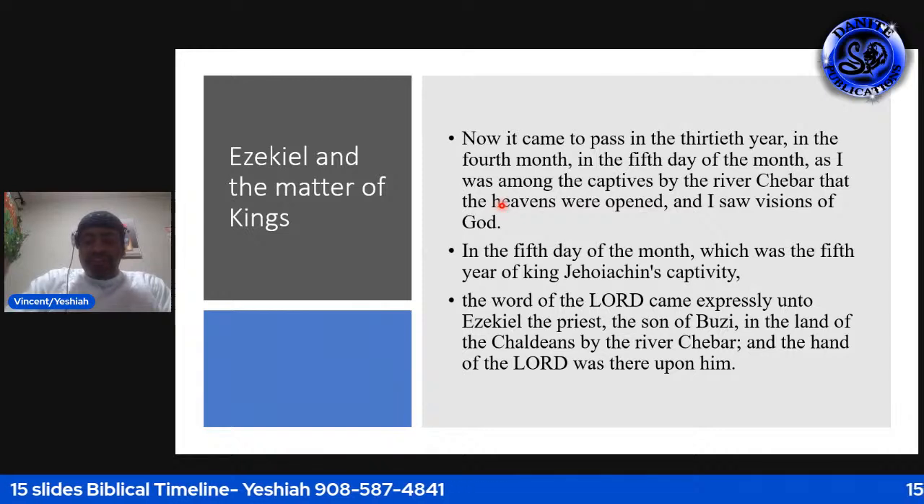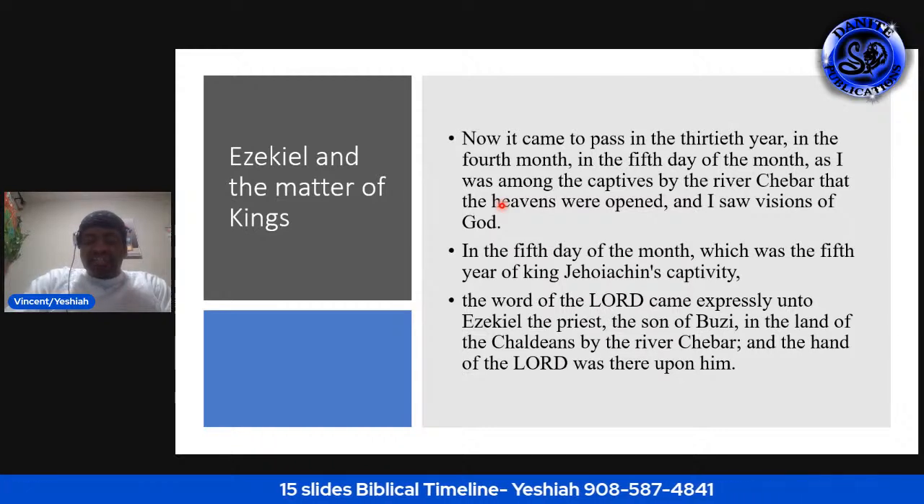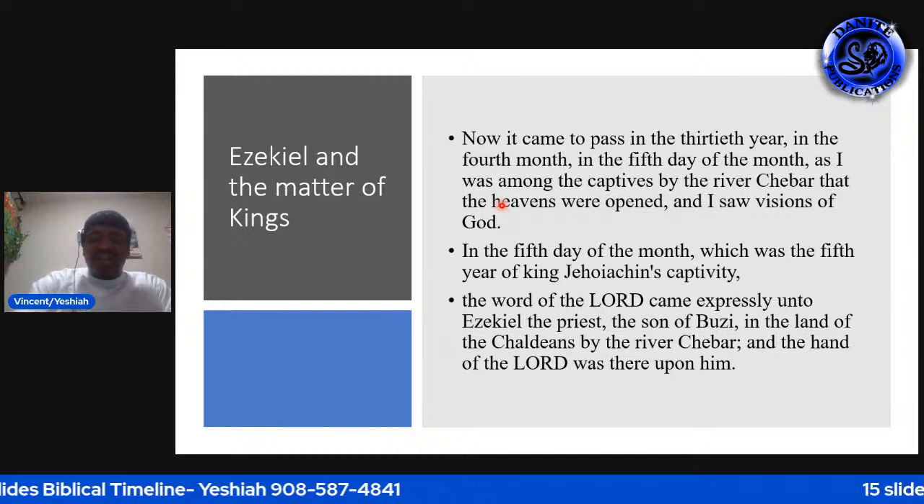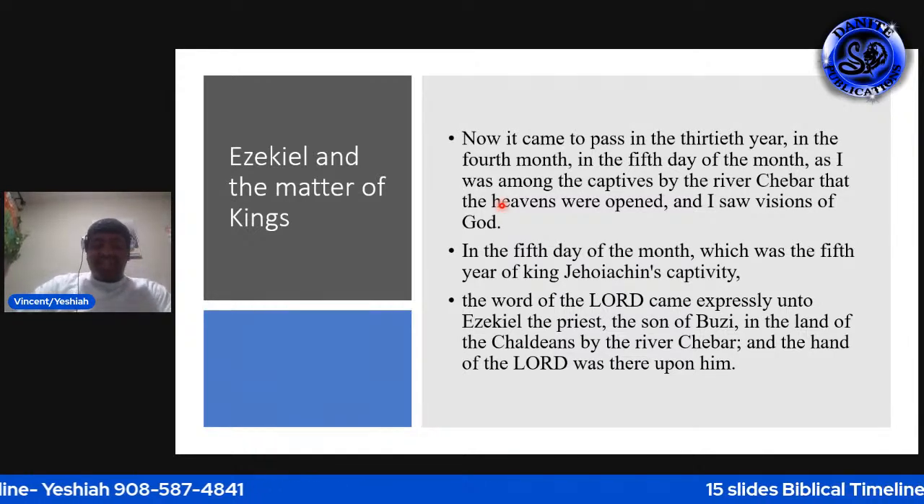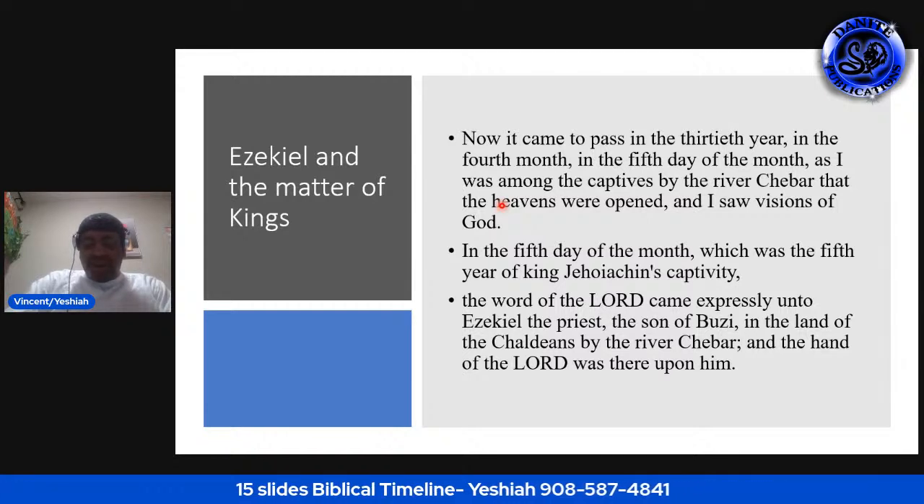Now it came to pass in the 30th year, in the 4th month, in the 5th day of the month, as I was among the captives by the river Chebar, that the heavens were open, and I saw visions of Elohim. In the 5th day of the month, which was the 5th year of King Jehoiakim's captivity, the word of Yah came expressly unto Ezekiel the priest, the son of Buzi, in the land of the Chaldeans by the river Chebar, and the hand of Yah was there upon him.